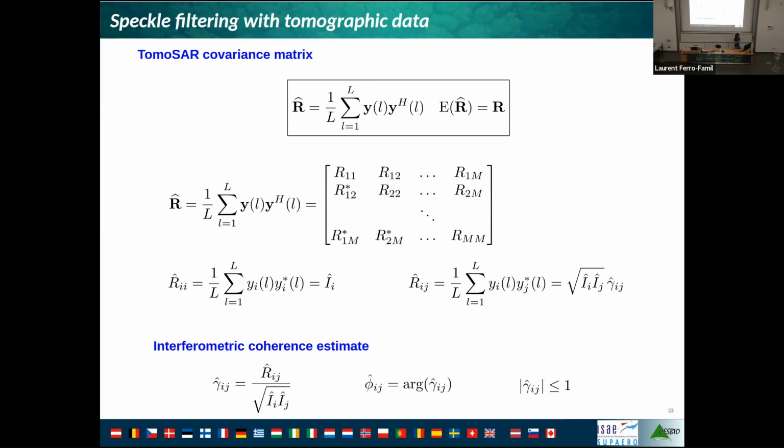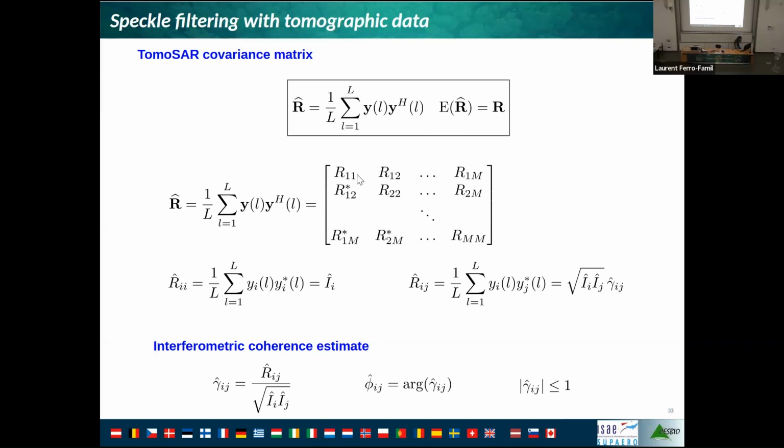Okay. And when we do this, computing this matrix, we can do this easily by computing each element here, from R11 to RMM, along the diagonal or off diagonal terms. And their expression is given here.